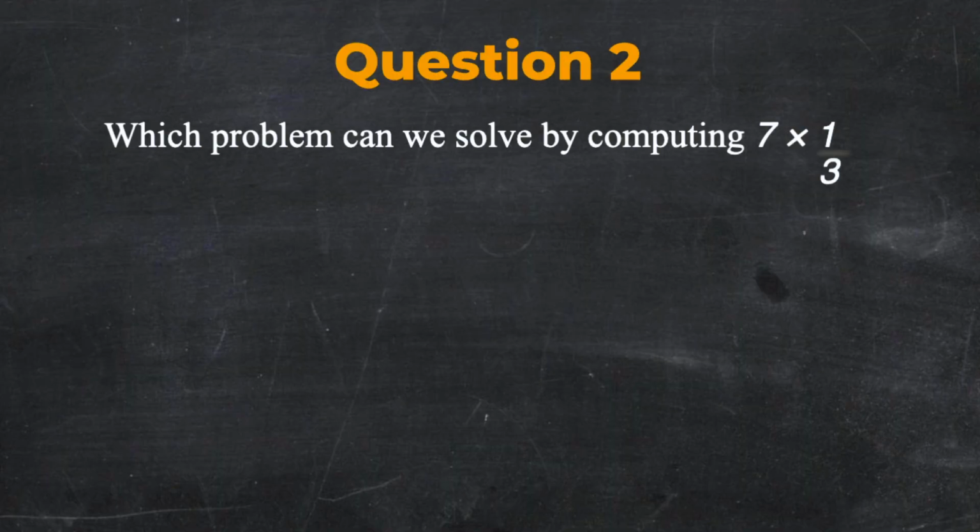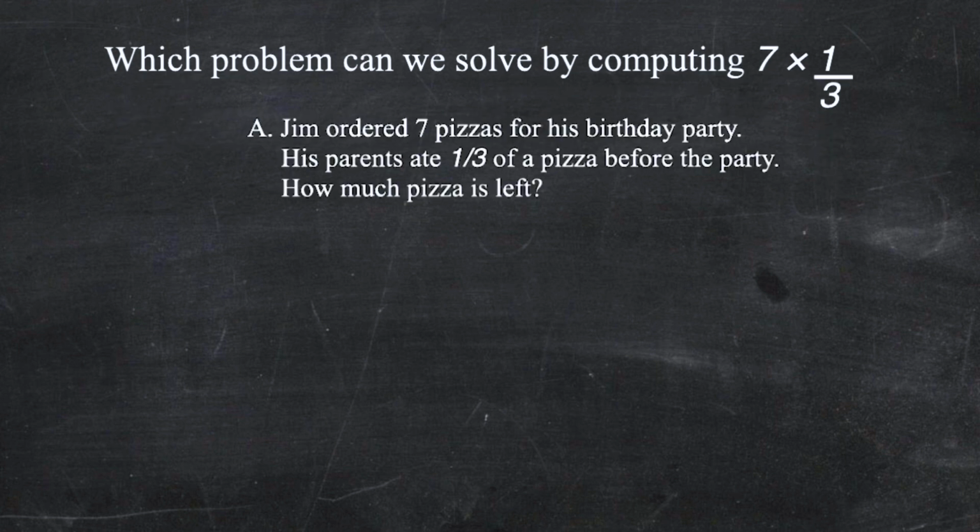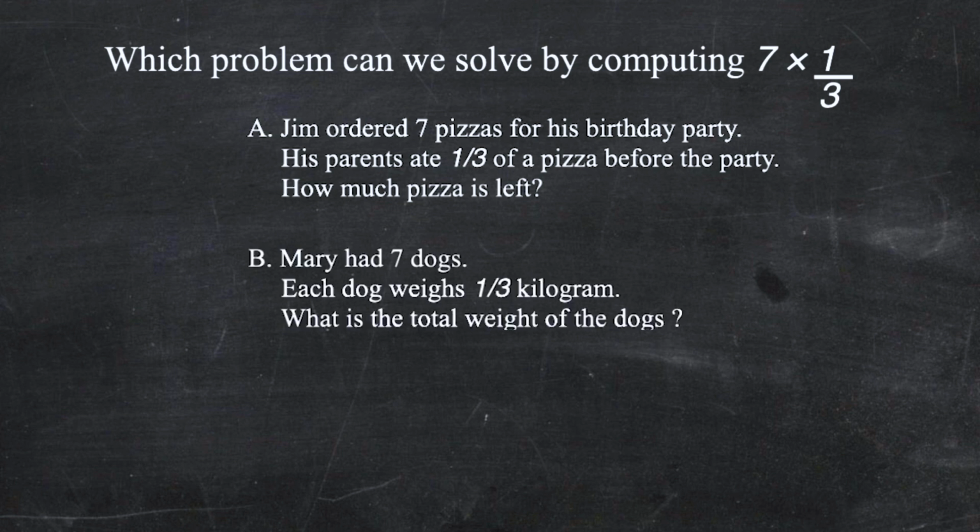Now question 2 reads, which problem can be solved by computing 7 multiplied by 1/3? Option A, Jim ordered 7 pizzas for his birthday party. His parents ate 1/3 of a pizza before the party. Now, how much pizza is left? Option B, Mary had 7 dogs. Each dog weighs 1/3 kilogram. What is the total weight of the dogs?